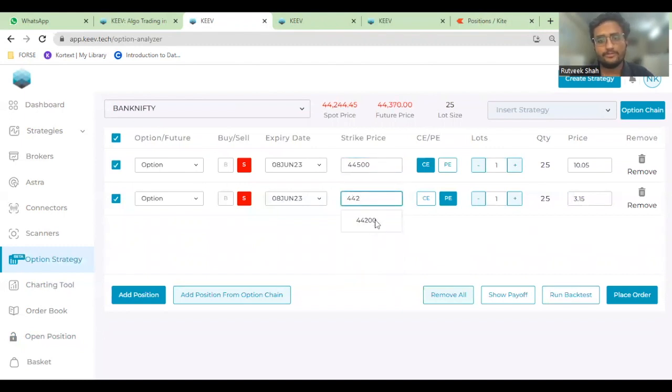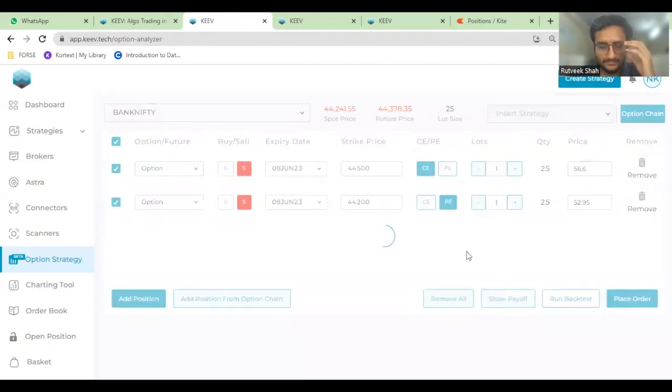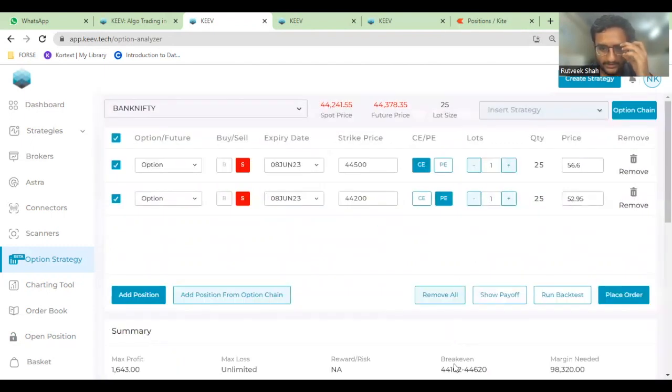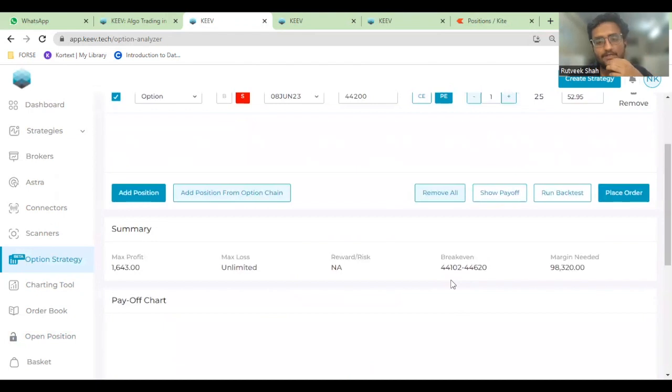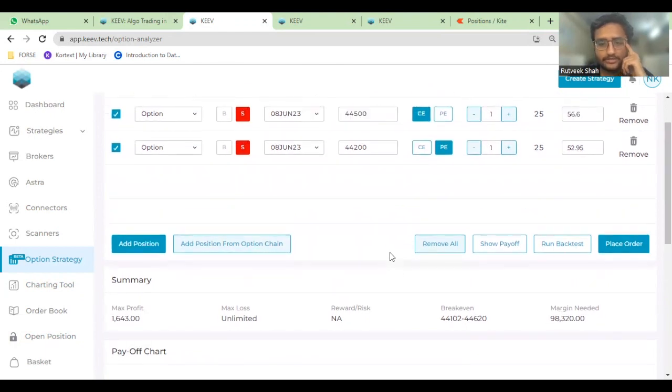44,200 put. So we are currently holding this position from 42.95 and 56.6. So we'll check the KEEV and we'll check the break even. So the break even on the trade is approximately 44,100 to 44,460. And the margin required will be approximately 1,20,000 to 1,50,000 based on the broker.